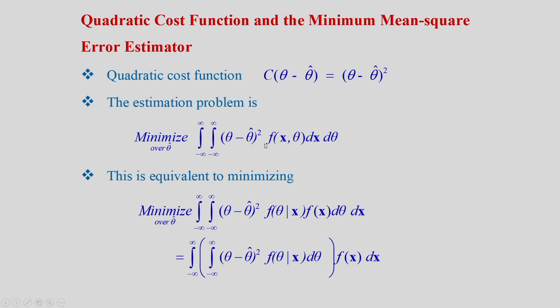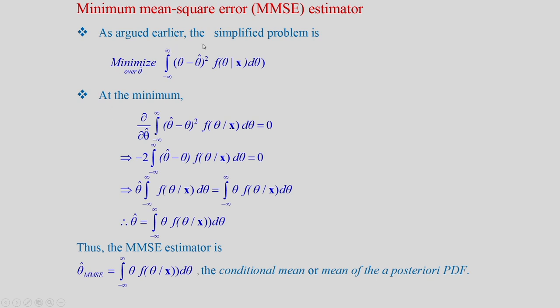And then, as I told, we will write this in terms of the prior and conditional PDF. So, this is the expression, and as I did earlier, we will have an inner integral like this and an outer integral involving f(x) like this. So, this simplified problem is now: minimize the integral from minus infinity to infinity of (theta minus theta hat) whole square into f(theta given x) d theta. This is the mean square error we are trying to minimize.